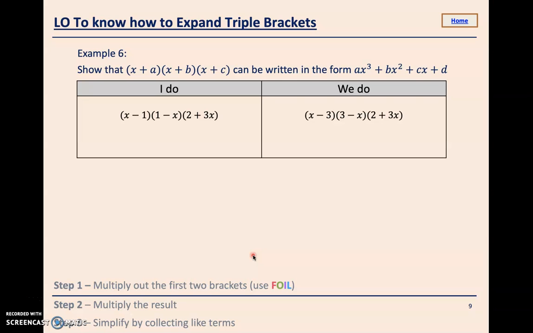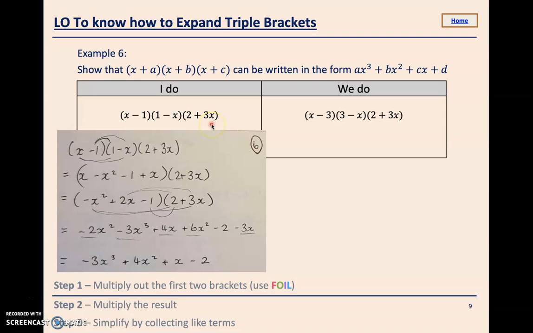So now this is the first time that we've seen a negative x coefficient. So this is how this one's different. So let's look for it. Exact same again, times the first two brackets together. So we have the first terms times together to give us x squared. We have the outer terms times together, so we have positive x and negative x, so that will give us negative x squared. We then do the inner, so negative 1 times by positive 1, which gives us negative 1.